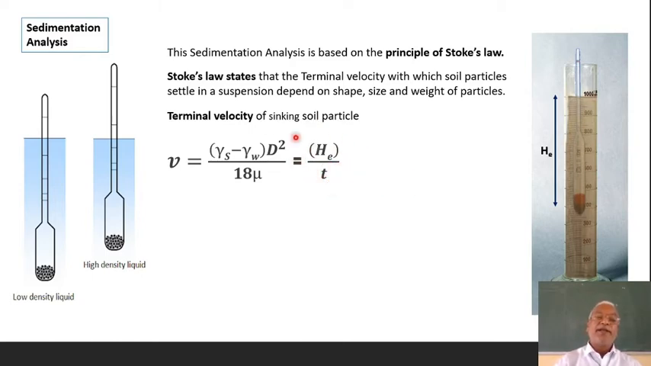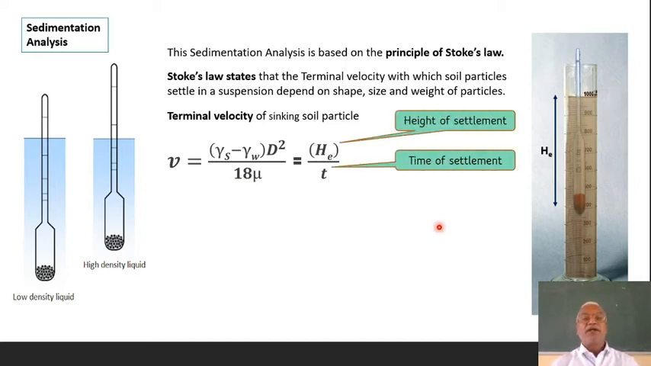Now He by T, the velocity of fall or sedimentation, is given by (gamma s minus gamma w) into d squared divided by 18 mu. Gamma s is the unit weight of solids. Gamma w is the unit weight of water, in the sense the specific weight of water. D is the diameter of the particle which is falling down. 18 mu, where mu is the viscosity of the liquid. Okay.